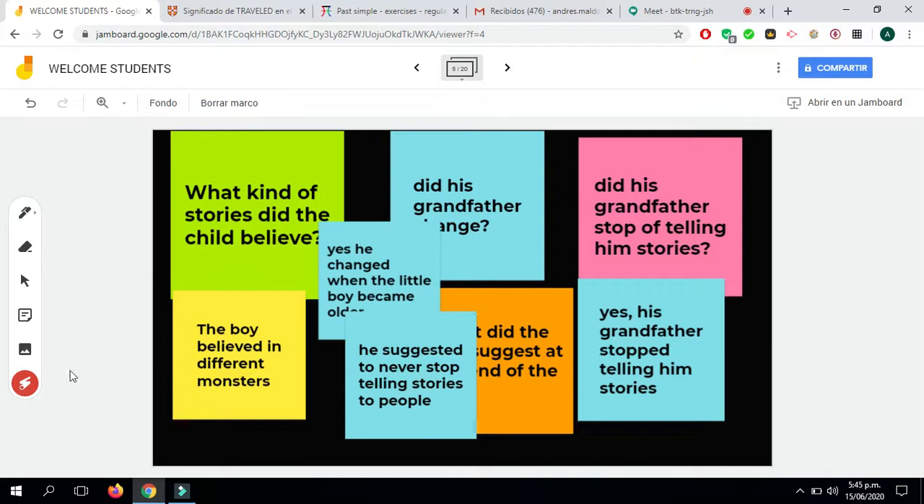Okay, guys, so I want you to remember this. Remember that in past simple tense, in regular verbs, what are regular verbs? Do you remember? The verbs that in the conjugation have ed when we want to talk in past tense. Ed.